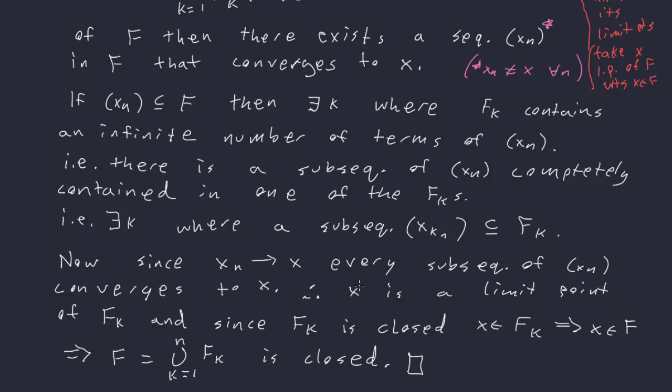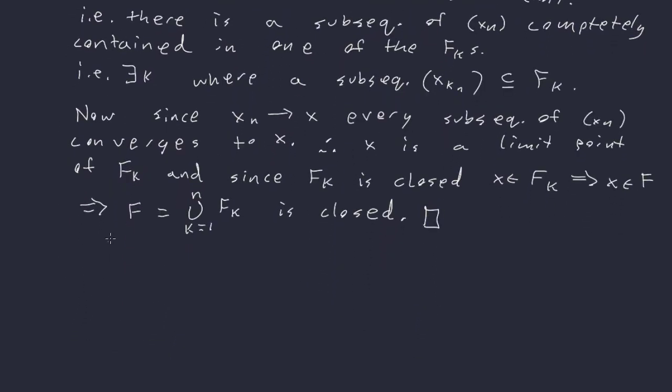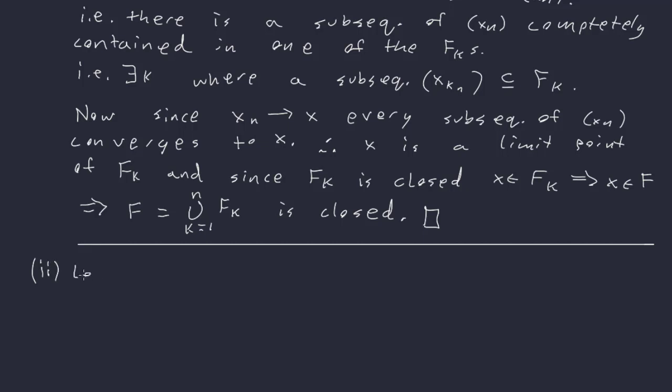All right, so let's now go about proving part 2 of this. Okay, and to do so, we're going to let f sub lambda, with lambda in some arbitrary set, be an arbitrary collection of closed sets.